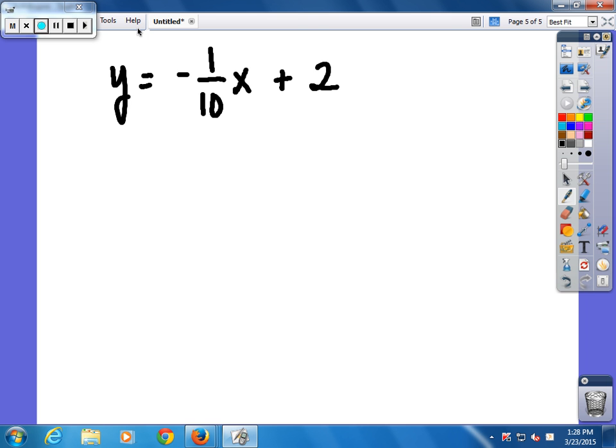Read the problem out again. No, I've already read it one time. You wasn't listening. Y is equal to negative 1/10 x plus 2. Negative 1/10 x plus 2.